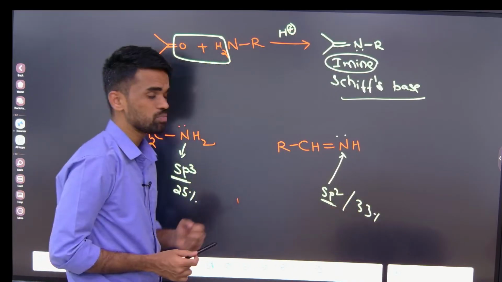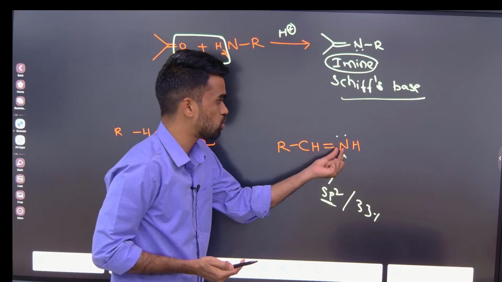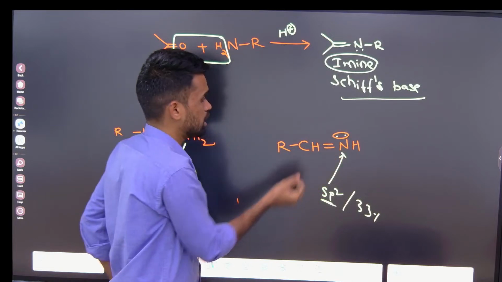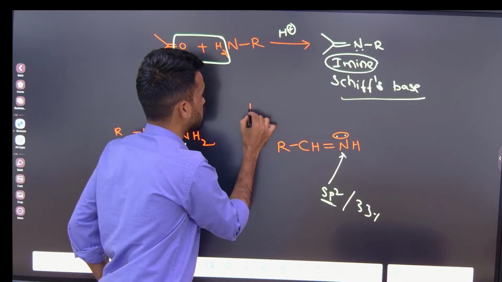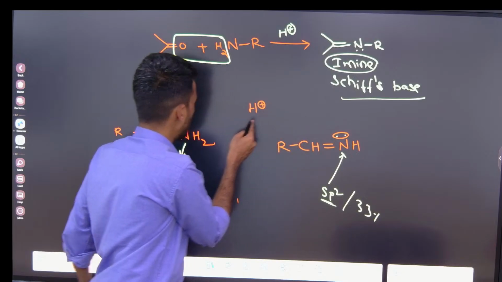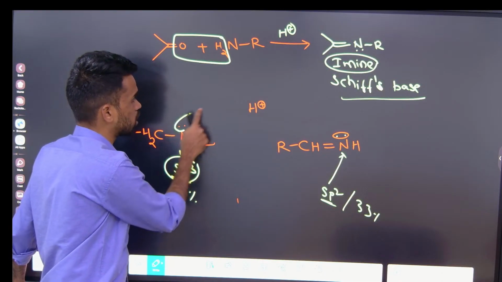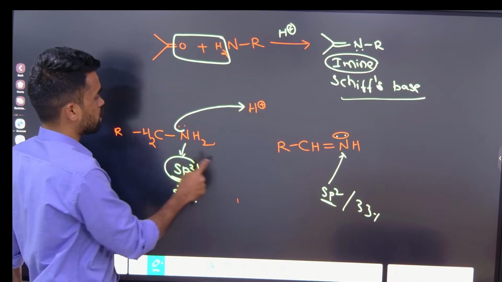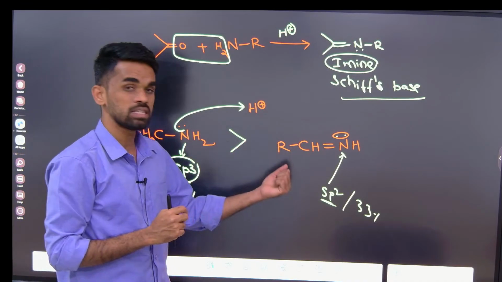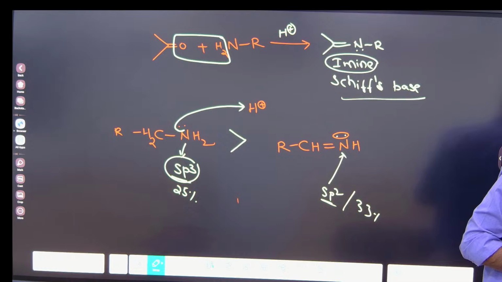So now, the more the percentage of s character, the more the electronegativity. If the species has more electronegativity, the lone pair electrons are strongly held by that atom. It won't give the electrons easily, therefore it will not have the tendency to accept H plus ion, like this nitrogen, because it is sp2. But this nitrogen, because it is sp3 and less electronegative, easily donates its lone pair to the proton. So I can say amines are more basic than imines. Remember this, amines are more basic than imines. This is also an important point to be remembered. Right, let's move forward.